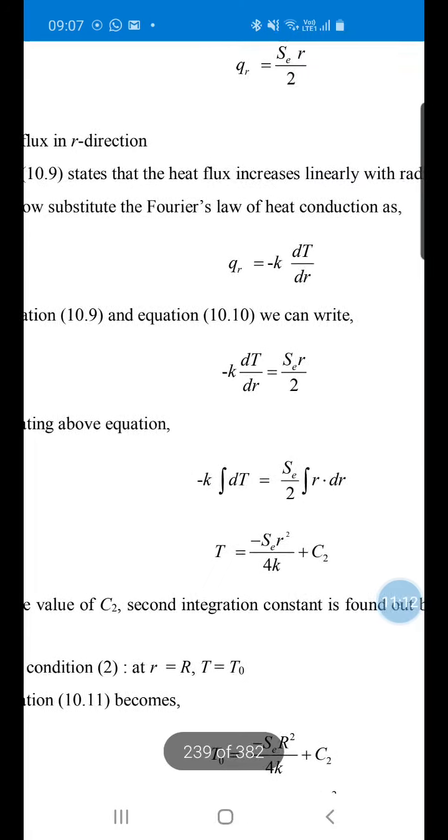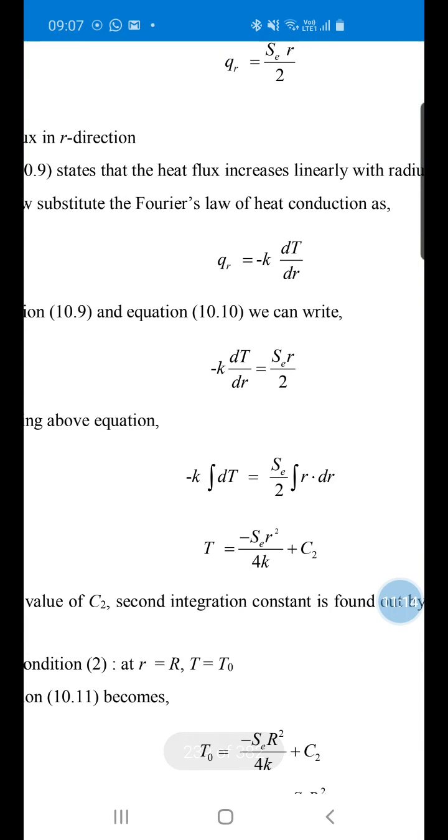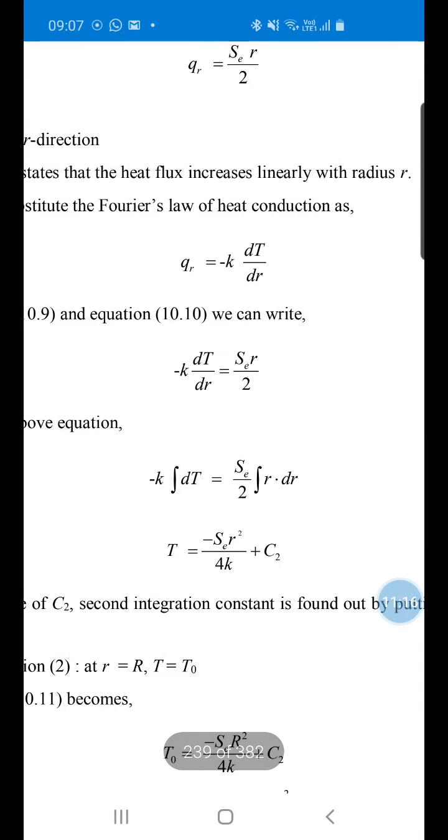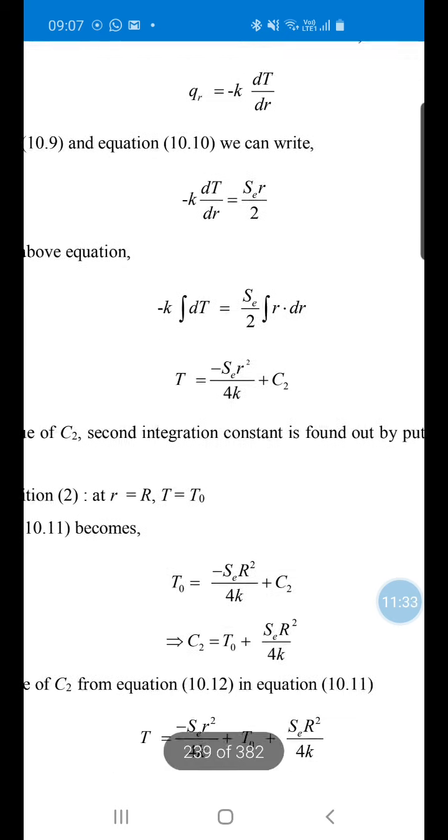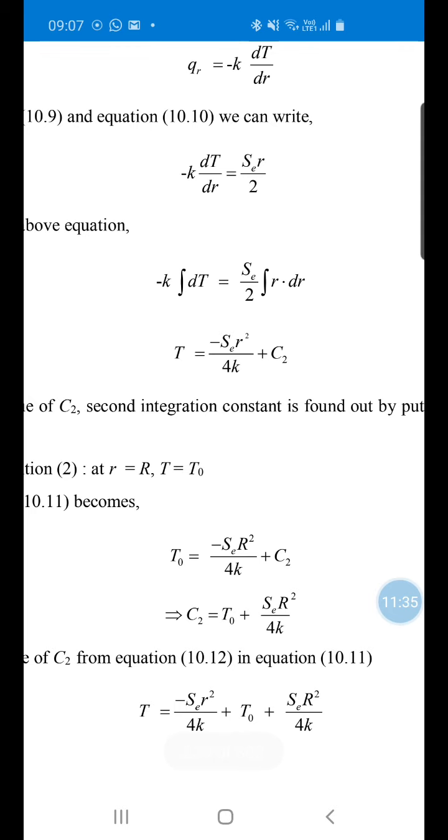Now here we can substitute the Fourier law of heat conduction. Qr is equal to minus k into dT by dr, and you can compare both equations and write minus k into dT by dr is equal to Se into r by 2. Now rearrange the terms and integrate this equation. You will get the equation T is equal to minus Se into r square by 4k plus C2.